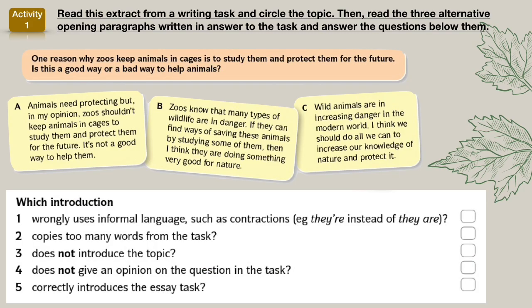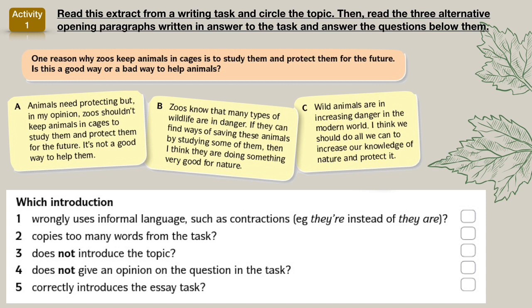Let us look at the first activity. Read this extract from a writing task and circle the topic. Then, read the 3 alternative opening paragraphs written in answer to the task and answer the questions below them. One reason why zoos keep animals in cages is to study them and protect them for the future. Is this a good way or a bad way to have animals?